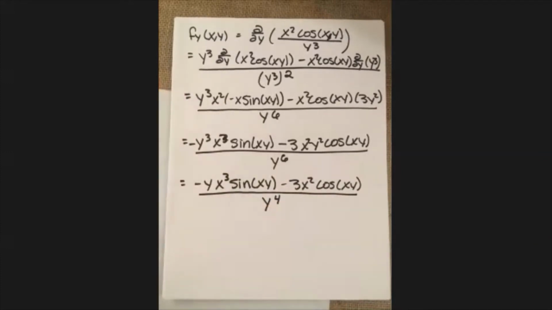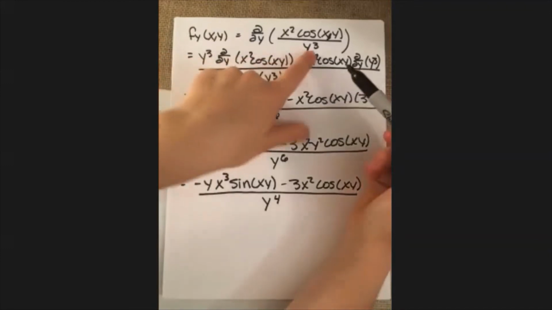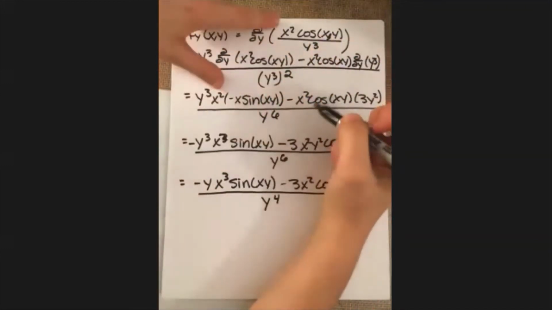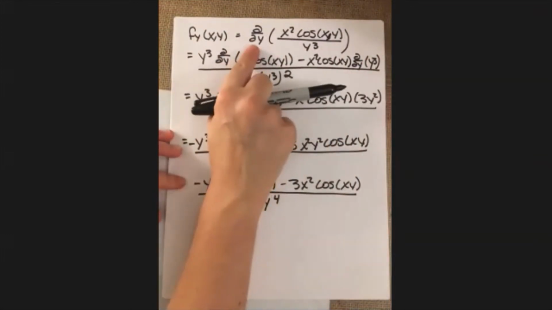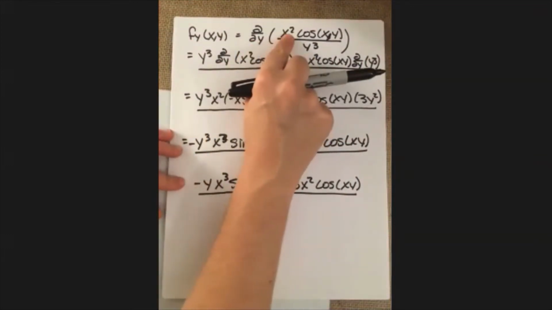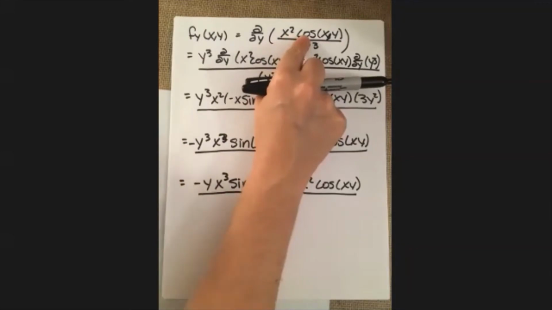Okay, so again, main idea here, we had to apply our quotient rule in terms of y because we had a function of y on top and a function of y on the bottom. But since we were taking the derivative with respect to y and not with respect to x, we were not worried about the product rule in this case.